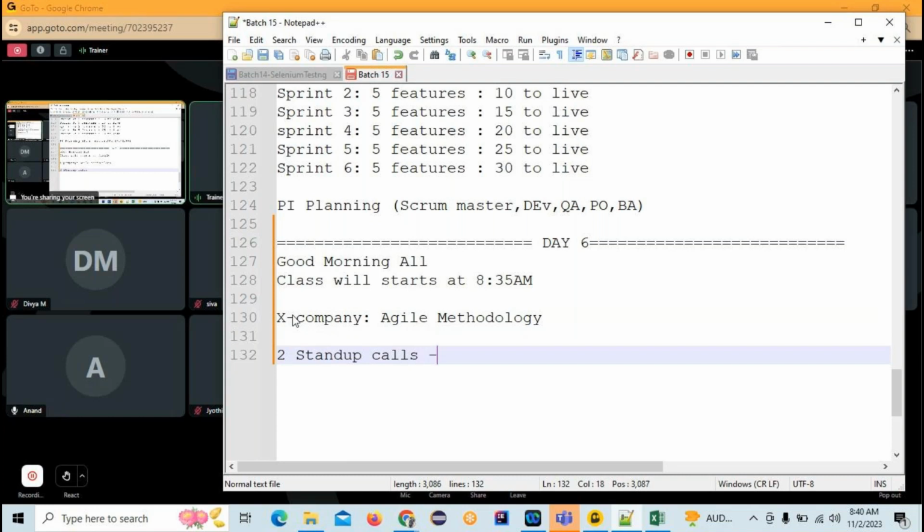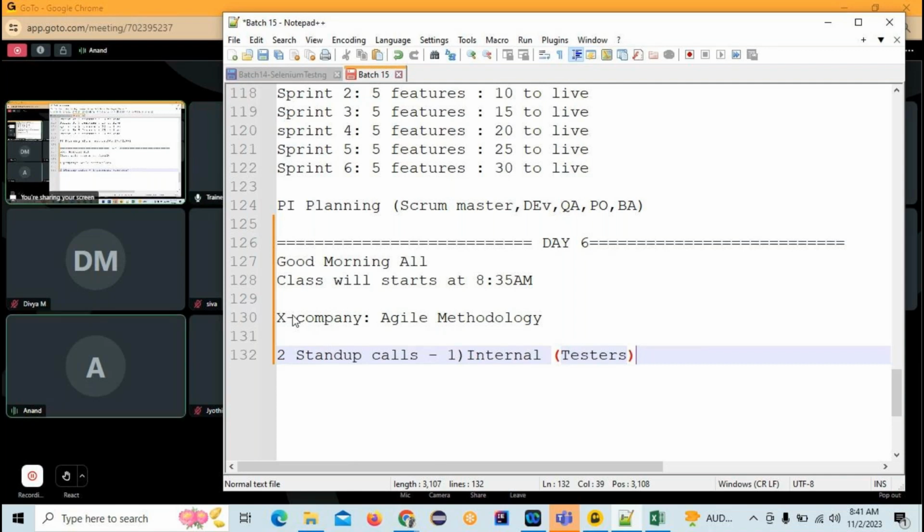One is the internal call where only testers are available. In that internal call, only testers are available: your manager, your lead, your senior employees, and yourself. All the people together discuss what tasks they did yesterday and what tasks they are going to do today, and what we need to complete in this time period. Getting my point? Yes.